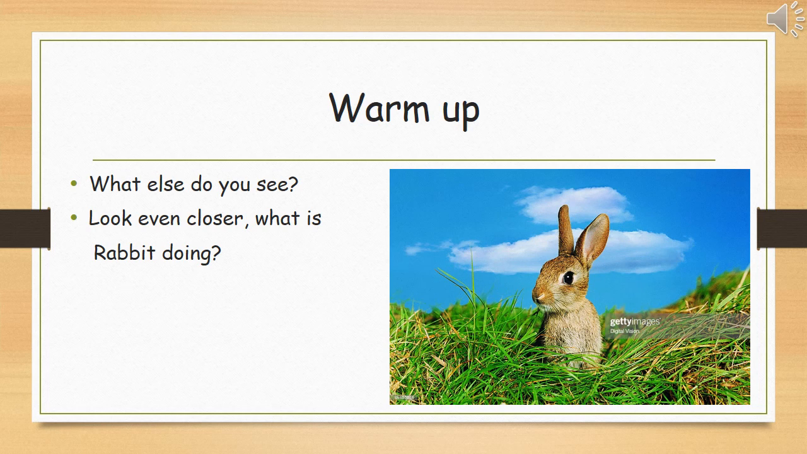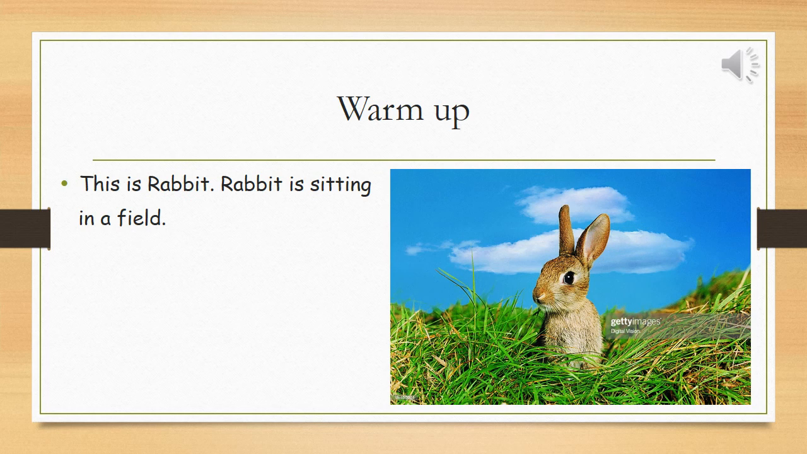Let's look even closer. What else do you see? What is the rabbit doing? Pause the video now and tell me what the rabbit is doing. The rabbit is sitting in a field. So your next sentence is, the rabbit is sitting in a field. Next to your sentence, this is a rabbit, you need to write your next sentence, which is the rabbit is sitting in a field. You should have everything that's on the screen written down now. So this is a rabbit, the rabbit is sitting in a field.